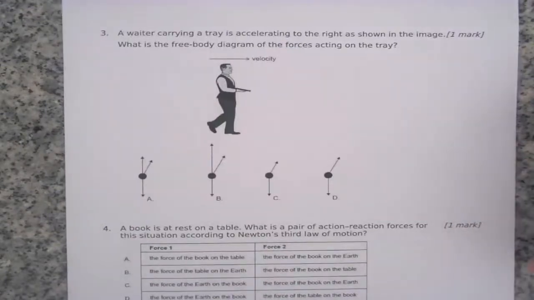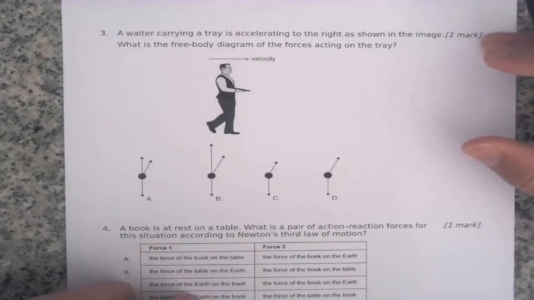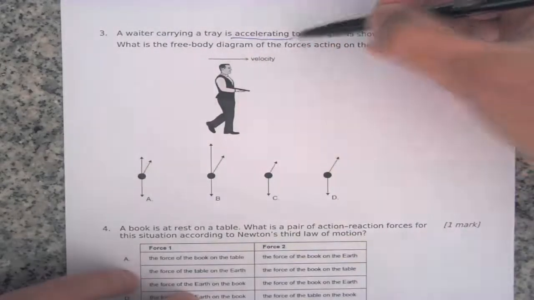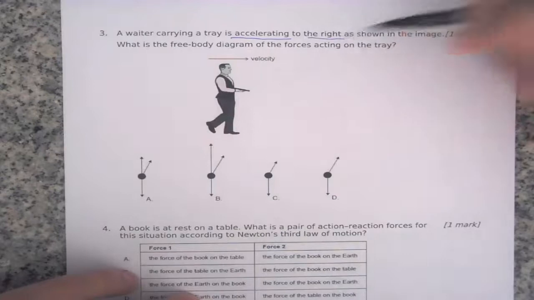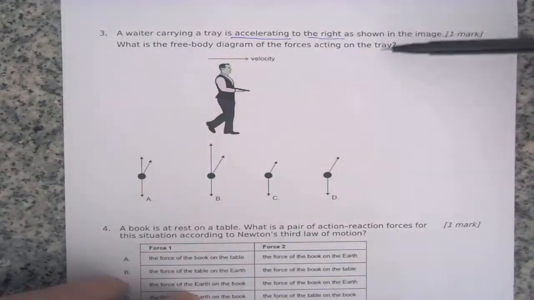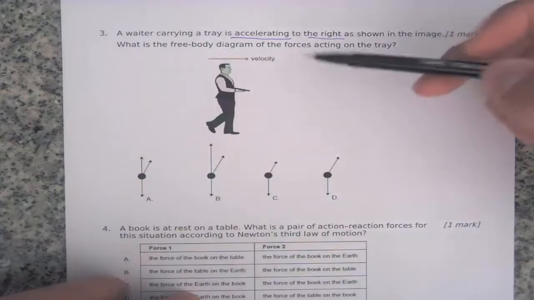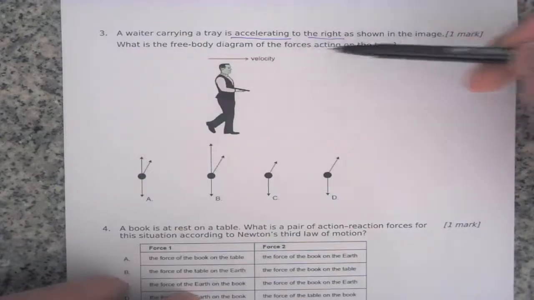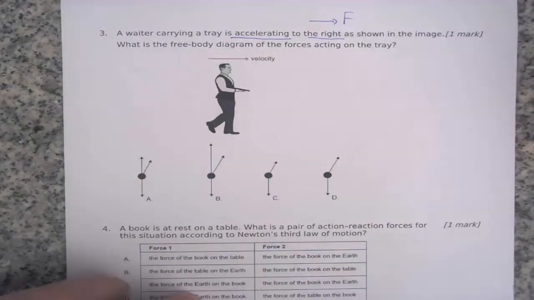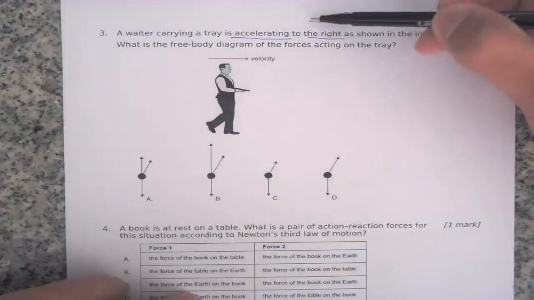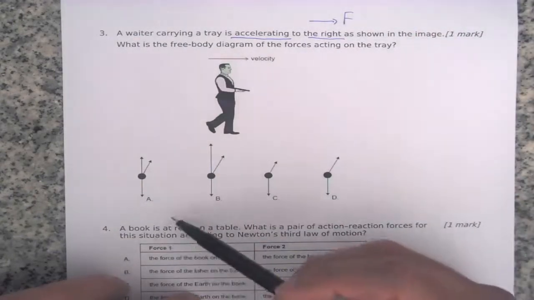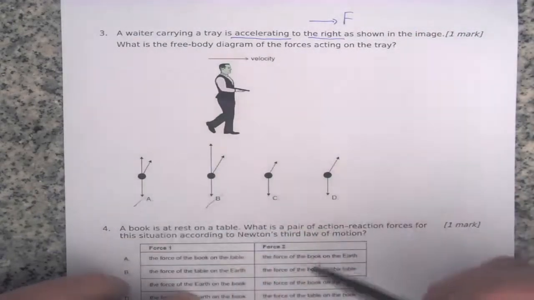Number 3 says that a waiter carrying a tray is accelerating to the right. Accelerating to the right, this is very important, as shown in the image. What is the free body diagram of the forces acting on the tray? So if it's accelerating to the right, we need to have a force in this direction. We cannot have any net force along the y-axis. So from here, it's pretty clear again, it cannot be A, it cannot be B.